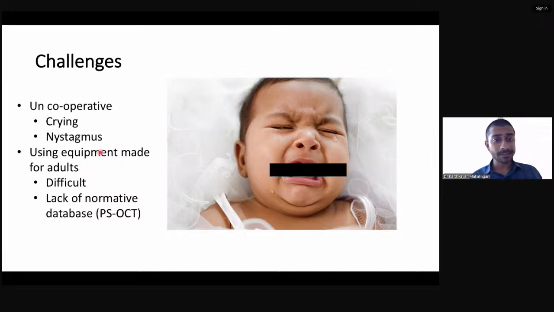And as for posterior segment OCT and all, there is no proper normative database to say which percentile they fall in.